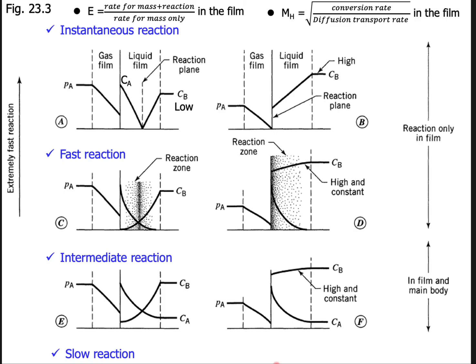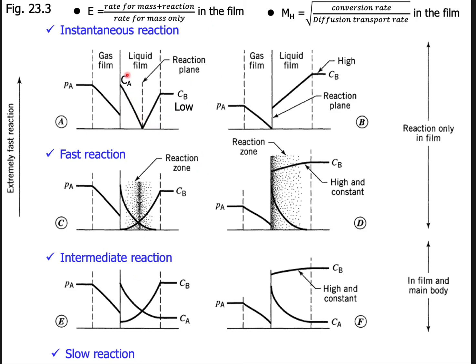Okay? And here, as we mentioned, this is an instantaneous chemical reaction compared to mass transport in the liquid film. This is instantaneous reaction happening in the liquid film. Then this is a fast reaction, not as fast as instantaneous, but a little bit slowed down. And intermediate means slower than fast reaction. And slow reaction means very slow. So very slow means what? Mass transport is fast. Okay, this is important.